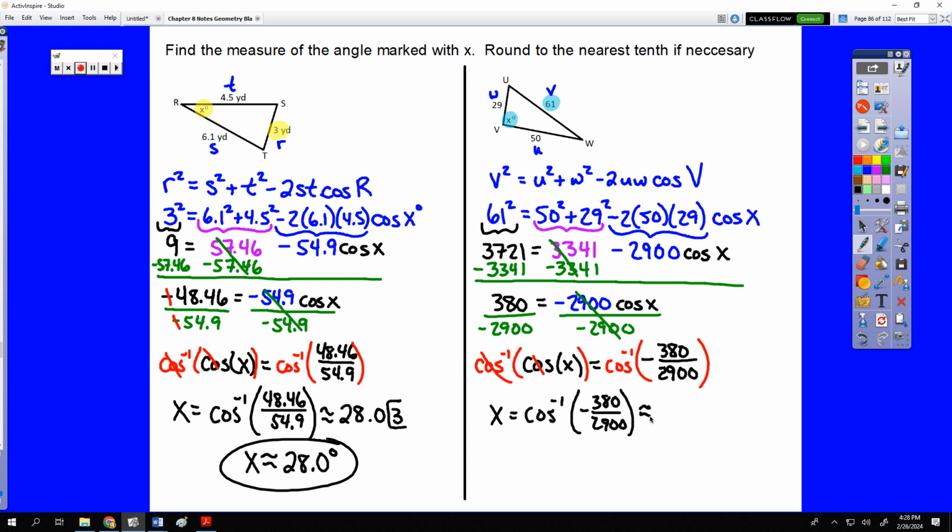Second cosine, negative 380 divided by 2,900 is 97.52. Again, the directions say round to the nearest tenth, so that would be 97.5 degrees. That does it for law of cosines. Now there is still one more piece to this section, and that is Heron's formula for finding the area of a triangle given side, side, side information. That will be covered in the third and final video for section 8.6.